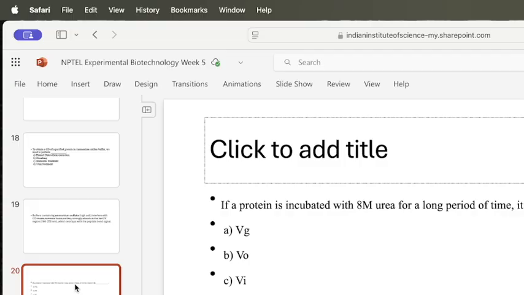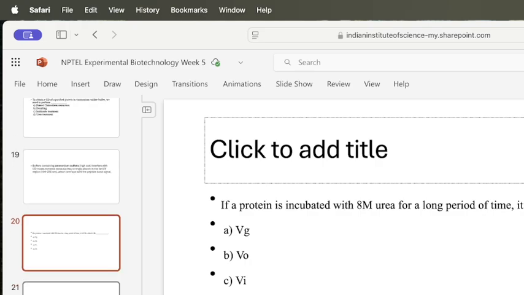The next question is, if a protein is incubated with 8 molar urea for a long period of time, it will be eluted with dash. And 4 different options are given here: Vg, Vo, Vi and Vt. We earlier saw what these different terms are. So you can think about this question for a couple of minutes and then we'll get back to what happens when you denature your protein and run it through a gel filtration column.